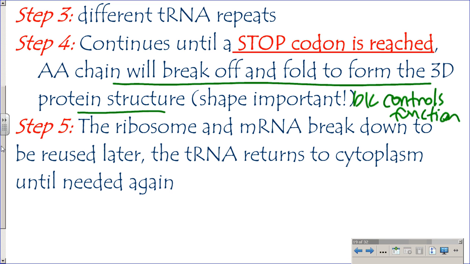All right, after the fact, when everything's done, the ribosome and the mRNA break down. They can be reused. They're not going to go to the lysosome and get trashed. The tRNA is going to return to the cytoplasm and go find another amino acid, and it's going to hold on to it until protein synthesis starts back up again. So the last step is just to disassemble everything.